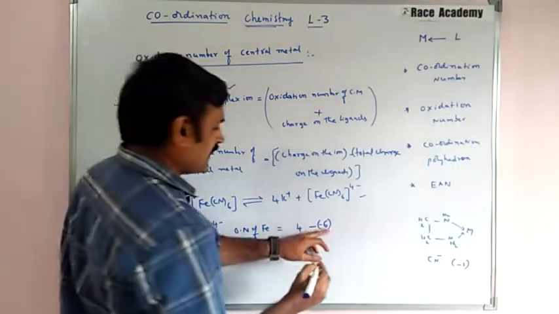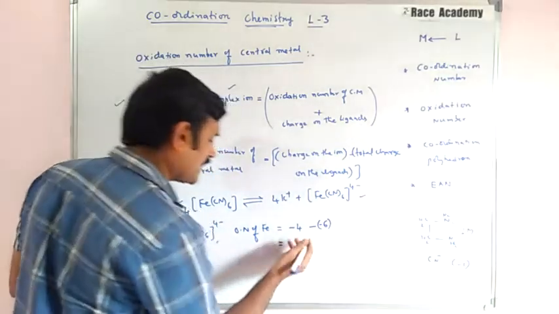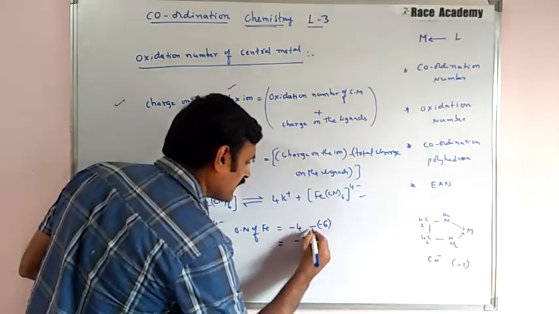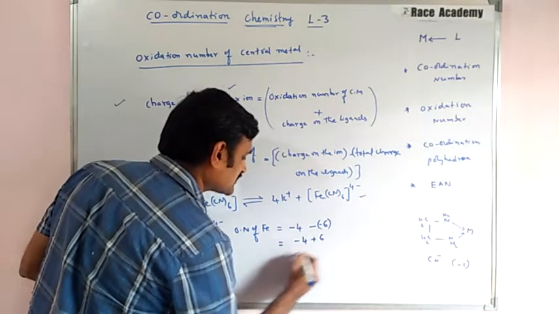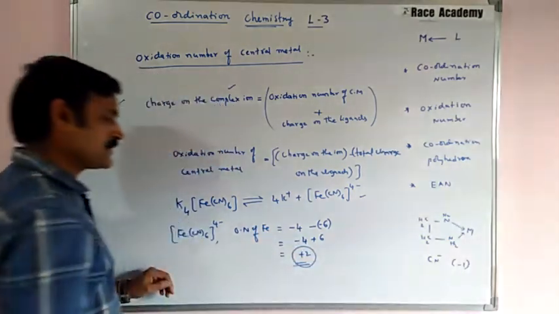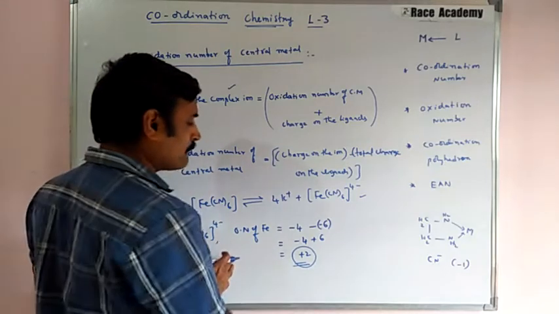4 minus of -6, here negative charge is -4. Okay, we have to take minus. So -4 plus or minus of minus is plus 6, that is equal to plus 2. So plus 2 is the oxidation number of this iron metal in this complex ion.